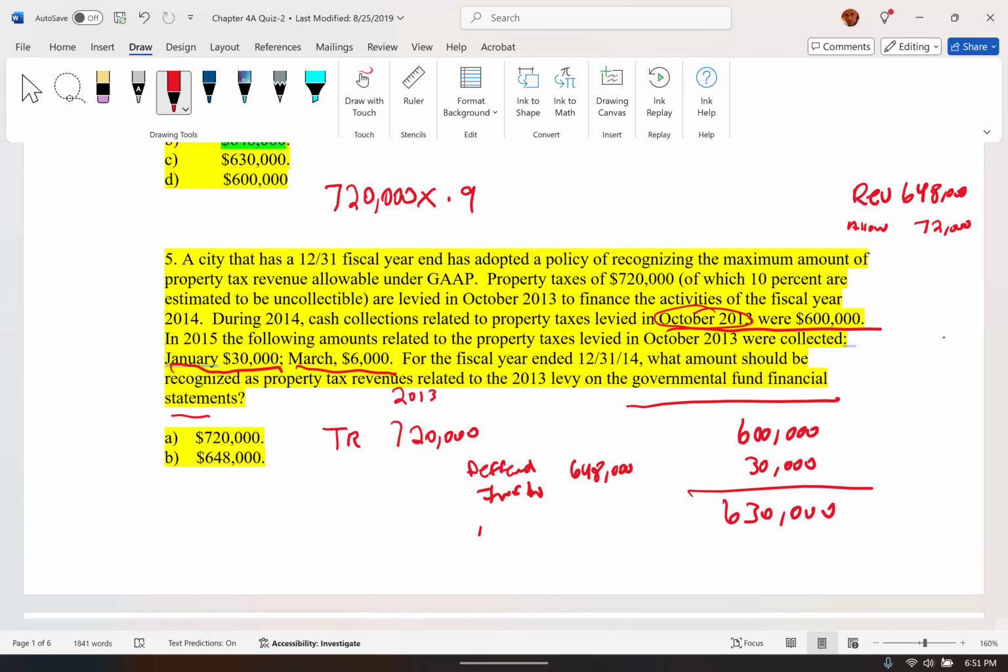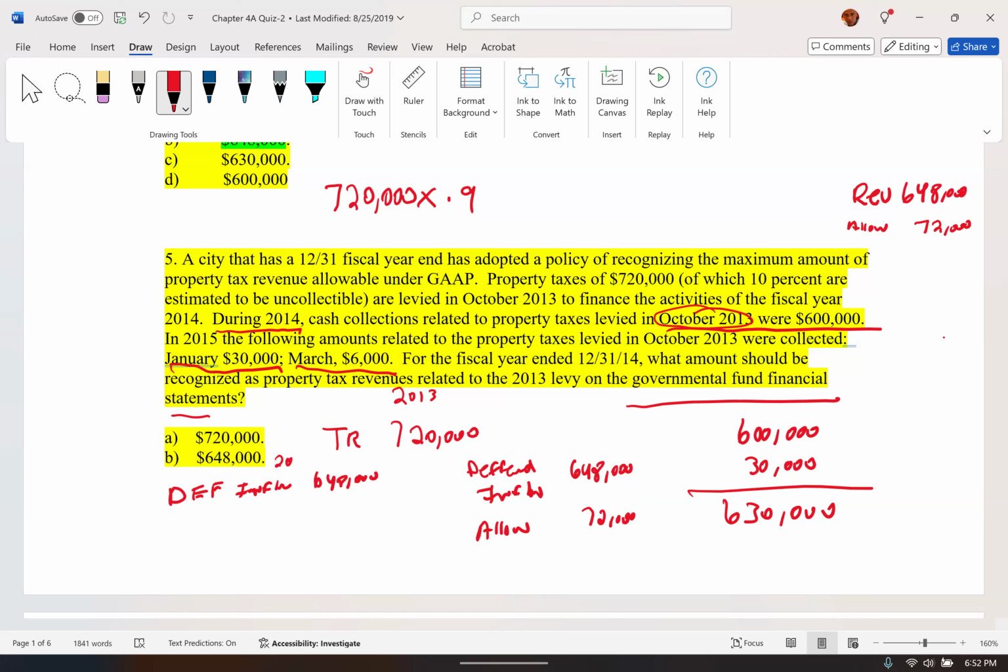And then there'd be that allowance amount of 72, for the amount we think we're not going to collect. And then when we get to 2014, at the government-wide level, we can go ahead and take that whole amount by debiting deferred inflow, the 648, and this is 2014 now.